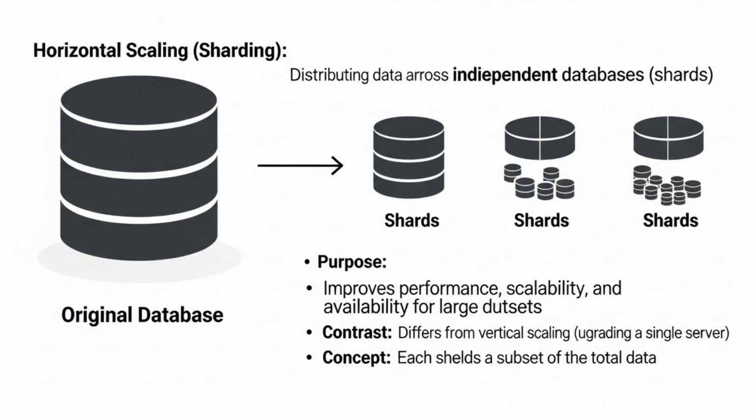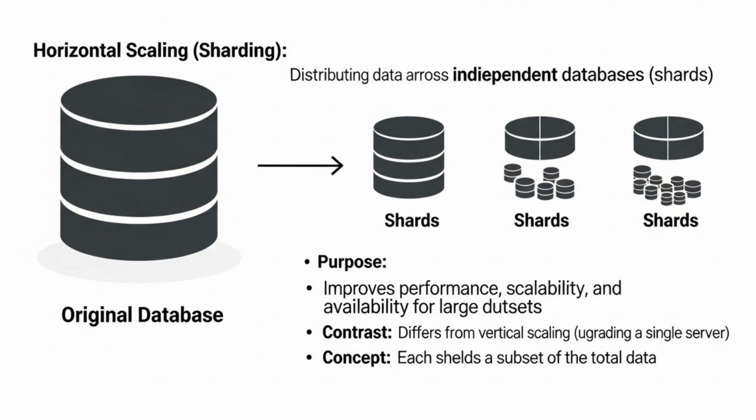Conceptually, each shard holds a distinct subset of your total data. Together, all these shards form your complete logical database. When a query comes in, the sharding system knows precisely which shard to direct it to, based on the specific data being requested. This intelligent data distribution and routing is absolutely key to its efficiency.